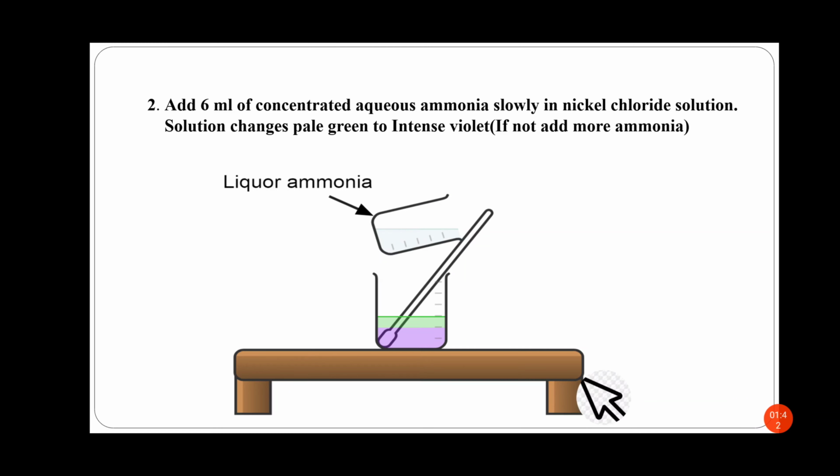Add 6 ml of concentrated aqueous ammonia slowly to the nickel chloride solution. The solution changes from pale green to intense violet. If not, then add more ammonia, and then you will get an intense violet color.